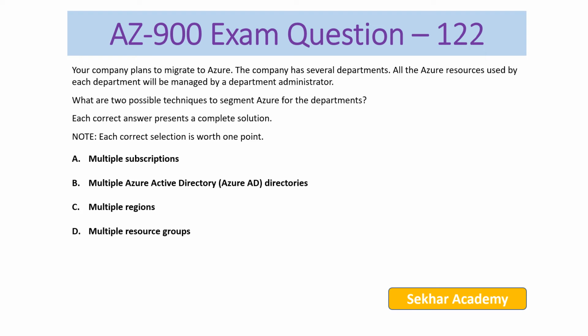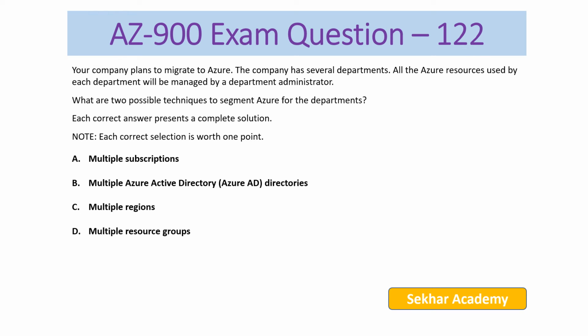AZ-900 exam question number 122. Your company plans to migrate to Azure, and the company has several departments. All the Azure resources used by each department will be managed by the department administrator. What are two possible techniques to segment Azure for the departments? Each correct answer presents a complete solution. Each correct selection is worth 1 point.